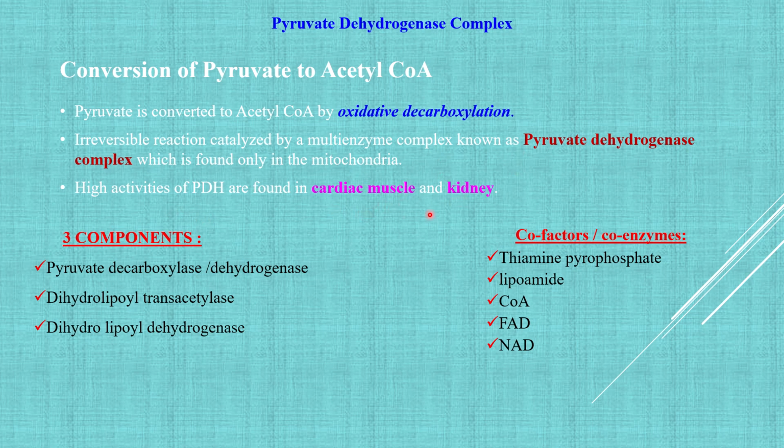This multi-enzyme complex has three components with three enzymatic activities. One is pyruvate decarboxylase or dehydrogenase. Second is dihydrolipoyl transacetylase, and third is dihydrolipoyl dehydrogenase. And the cofactors or coenzymes are thiamine pyrophosphate, lipoamide, coenzyme A, FAD, and NAD. That's how there is a role of four important vitamins: thiamine, riboflavin, niacin, and pantothenic acid, which act as cofactors.